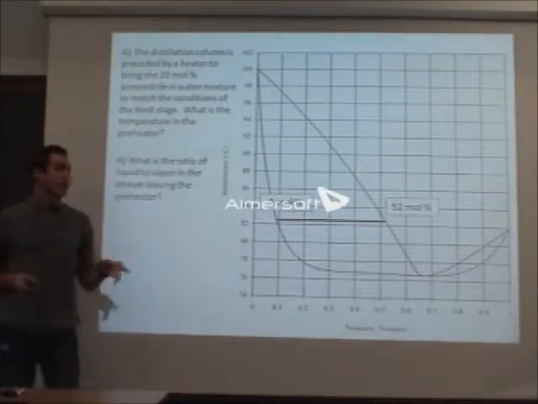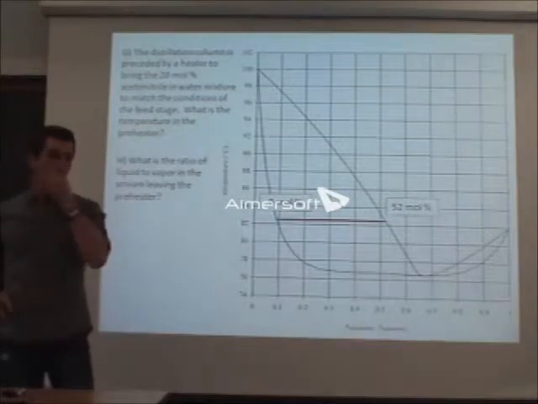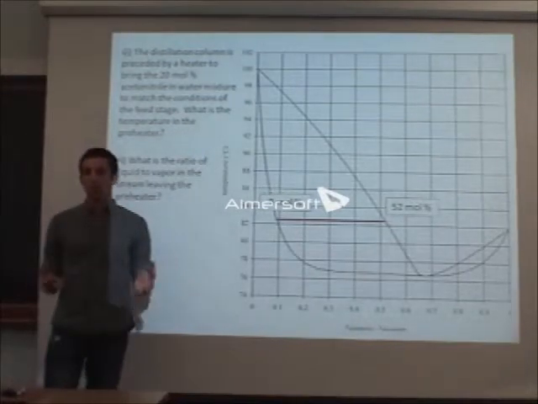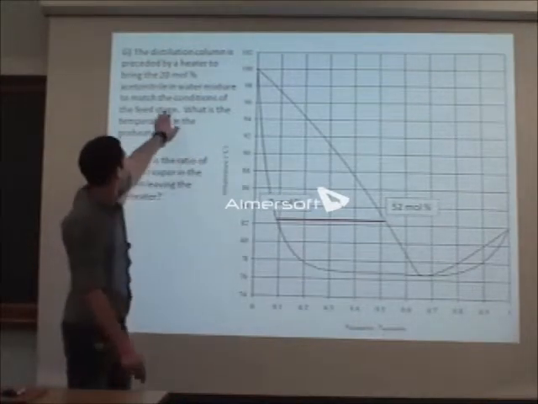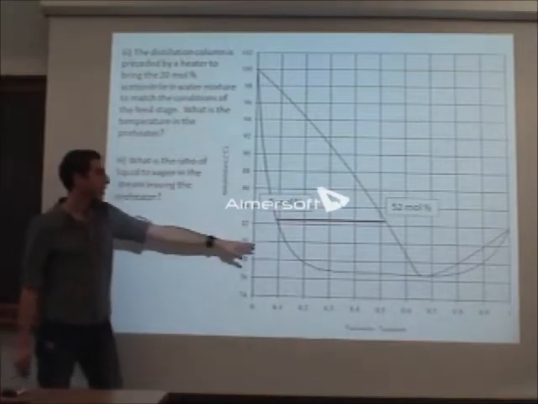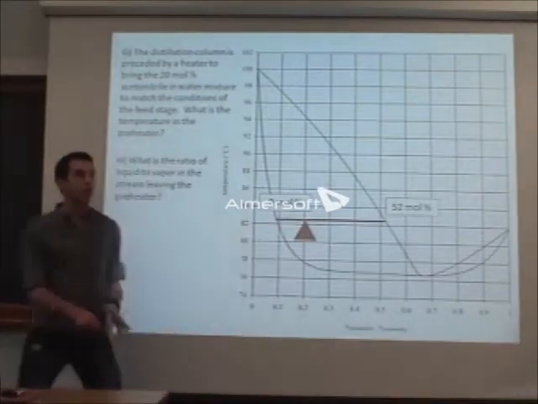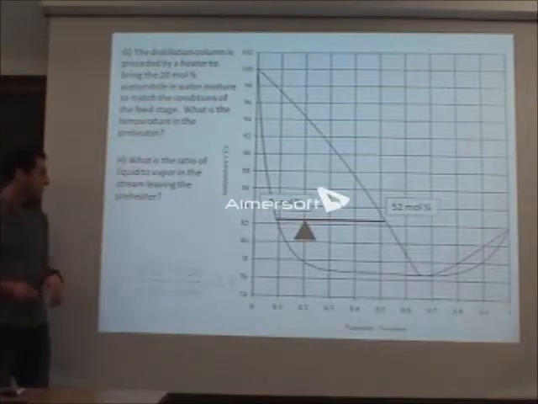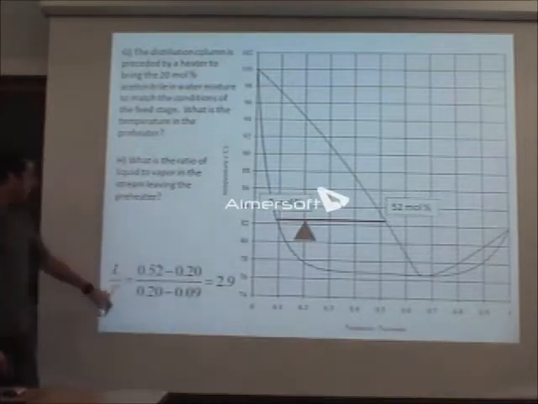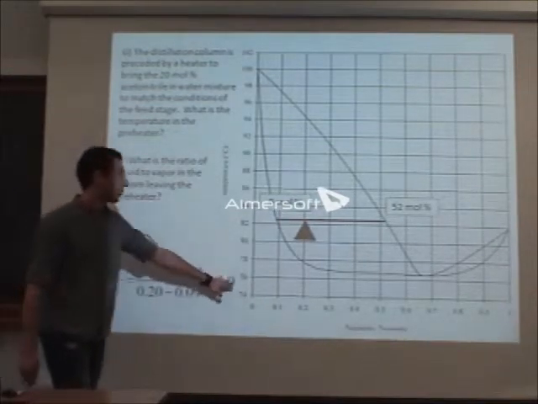And now if we want to find the ratio of liquid to vapor in this stream, it's simple lever rule, what we've been doing before. We know we're feeding in 20 mole percent, so that's where we put our fulcrum. You guys have done this calculation a number of times. L to V is going to be the vapor arm over the liquid arm, which equals 2.9.